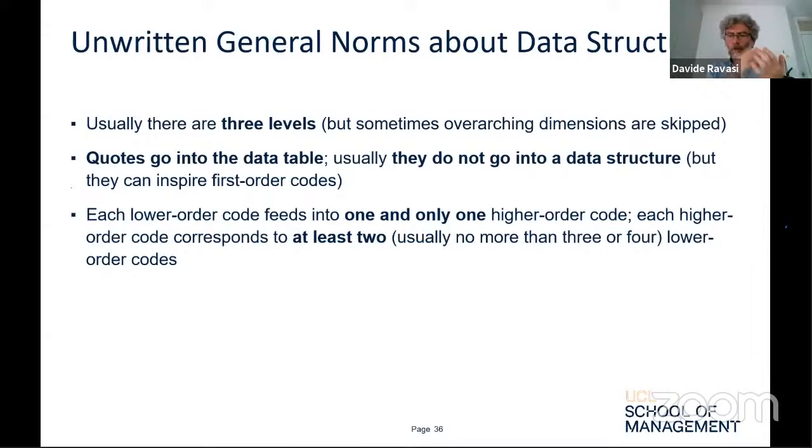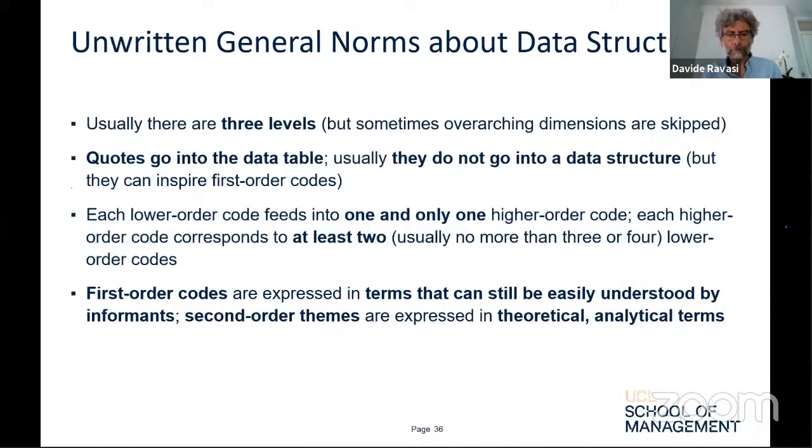When I'm saying no more than three or four, it's because sometimes when I find five, six, seven first order codes associated with a single second order code, I often see opportunities to unpack that and say, actually, here you have more than this. Your second order code is really too general, and there are opportunities to be more specific, more fine-grained, have a more granular theorization of the phenomena. Okay.